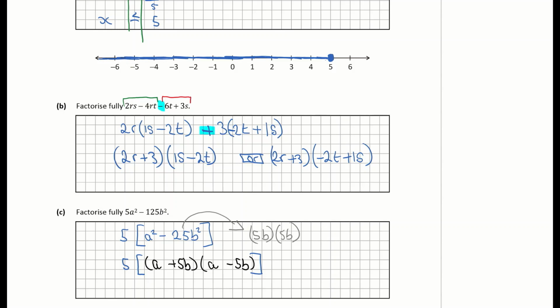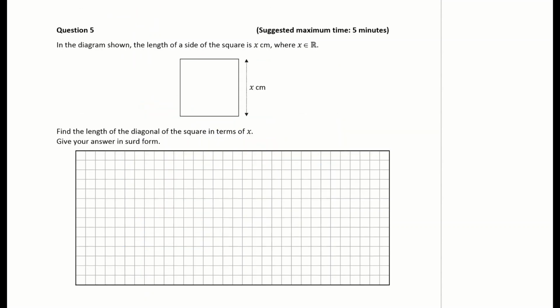That's the end of question 4 then, so we'll scroll down on to question 5. Okay, question 5, a little bit of a problem solver here. In the diagram shown, the length of the side of the square is x centimeters, again, where x is a real number. There's the picture of our square and one side is marked x. Find the length of the diagonal of the square in terms of x.